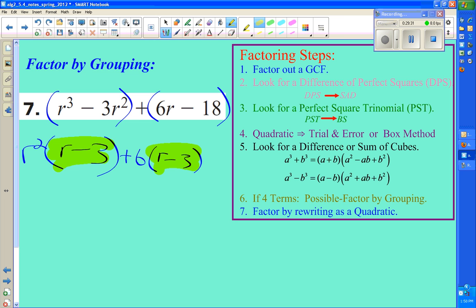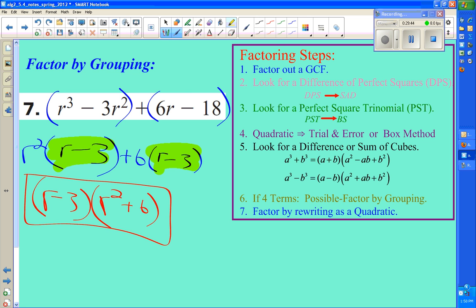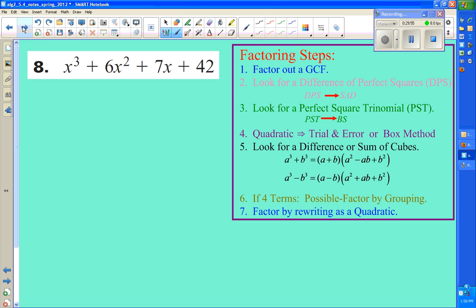What do I do to factor it? R minus 3 comes to the front. Can we factor the R squared plus 6? No. We're done. We're seeing it? Try this one.